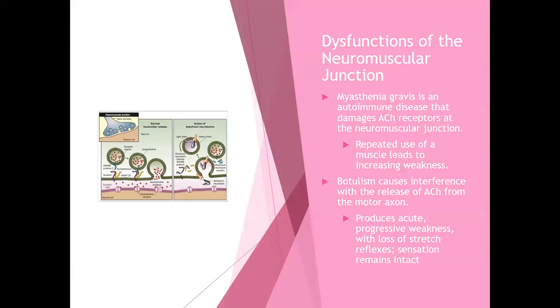So the neuromuscular junction, there are some dysfunctions that can involve the neuromuscular junction. One of them we talked about in one of the early chapters, myasthenia gravis, is an autoimmune disease that damages acetylcholine receptors at the neuromuscular junction. So every time you use a muscle, it gets weaker and weaker and weaker because the acetylcholine receptors are saturated and you don't have as many. So the muscles that you use a lot, like the muscles that blink your eyes and the postural muscles that hold you up, are the ones that are more affected in myasthenia gravis.